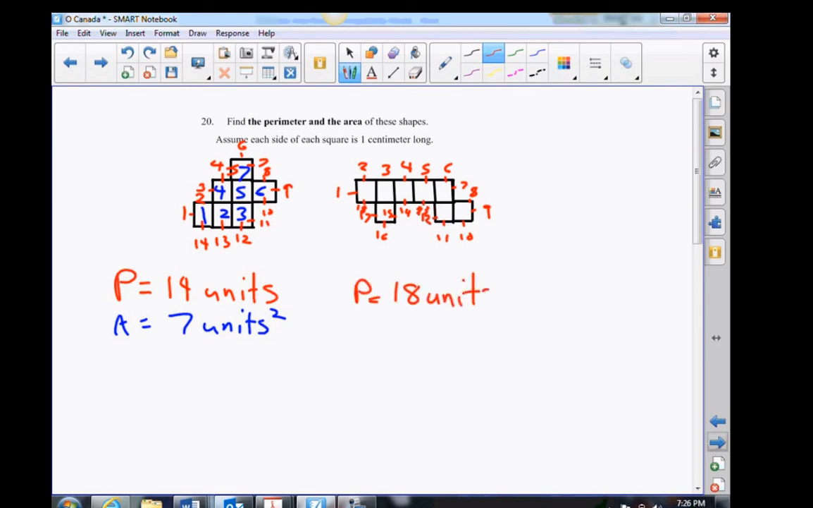And the area then is the inside. 1, 2, 3, 4, 5, 6, 7, 8. 8 units squared. And notice how they are actual squares. So it's 2 dimensions, length and width. So that's why you put the 2 again.